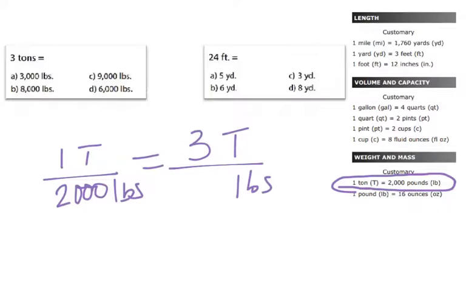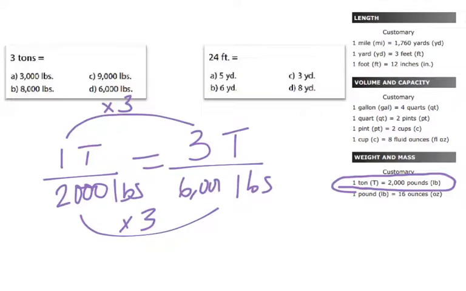I don't know how many it's going to be, but look. To get from 1 to 3, what do I do? Multiply by 3. So to 2,000, I'm also going to multiply that by 3. 2,000 times 3 is going to be 6,000. Answer choice D. All right, go ahead and get that down.